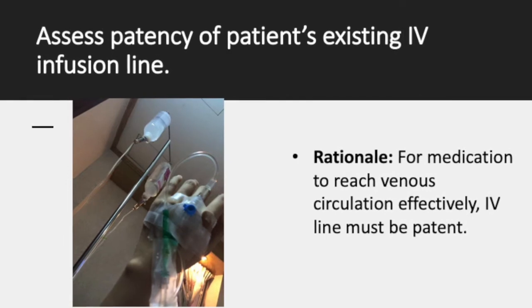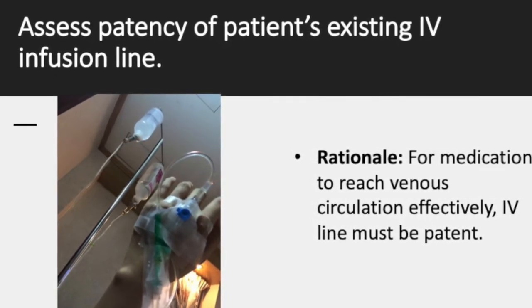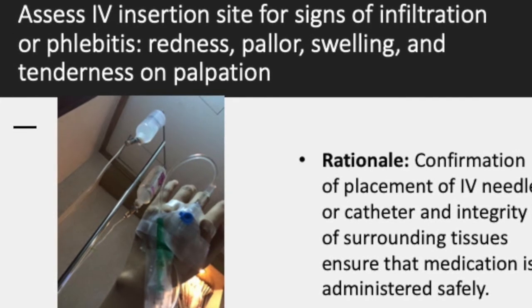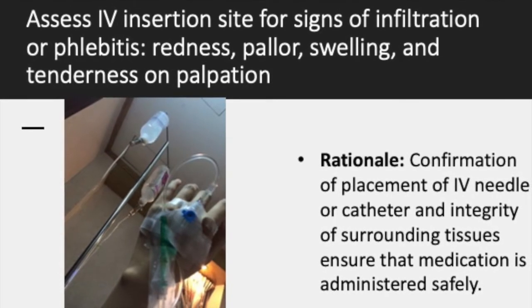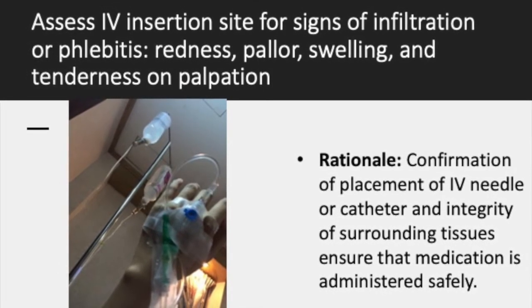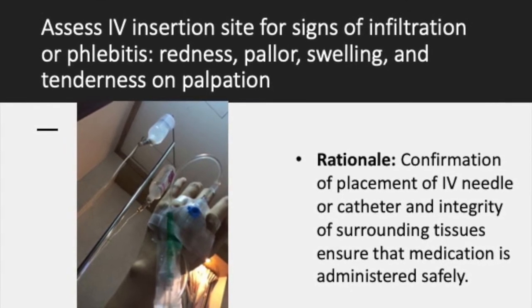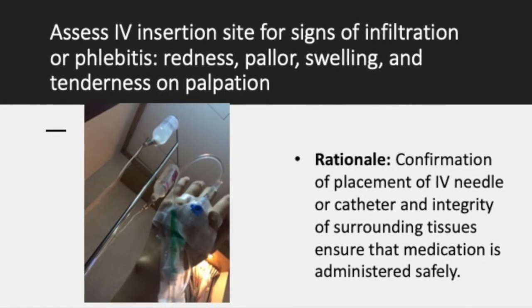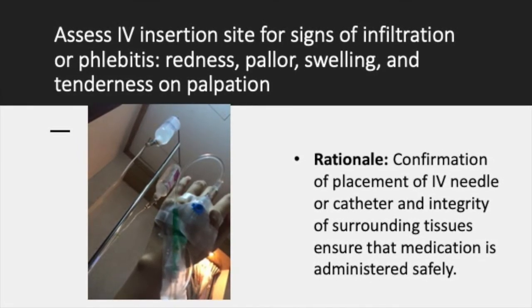Assess patency of patient's existing IV infusion line. For medication to reach venous circulation effectively, IV line must be patent. Assess IV insertion site for signs of infiltration or phlebitis, like redness, pallor, swelling, and tenderness on palpation. Confirmation of placement of IV needle or catheter and integrity of surrounding tissues ensure that medication is administered safely.